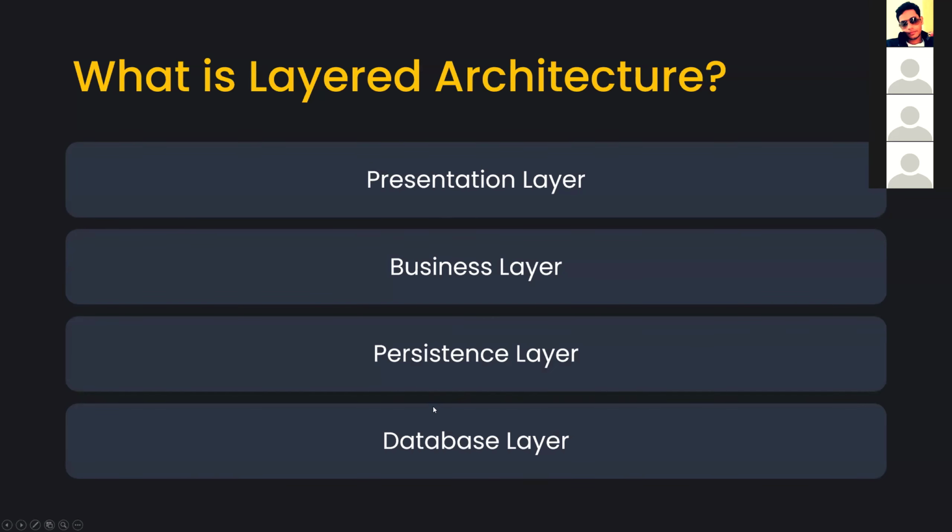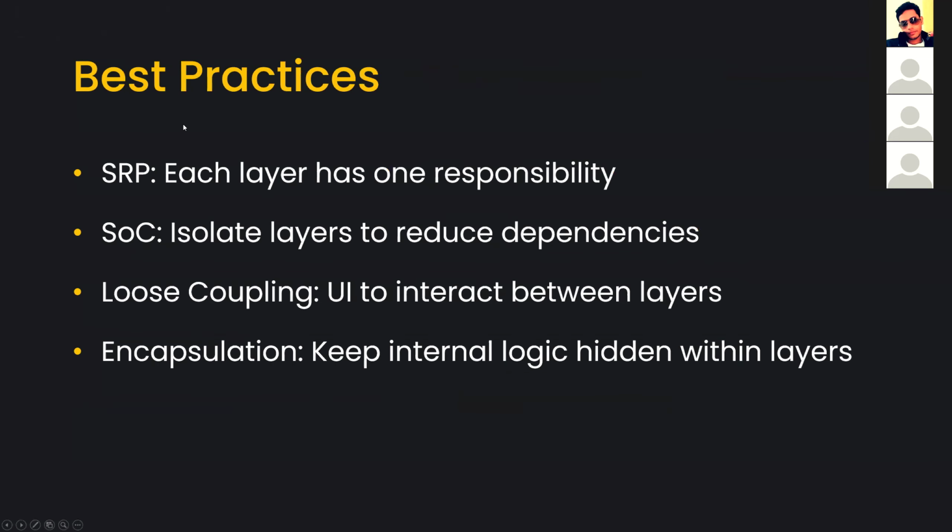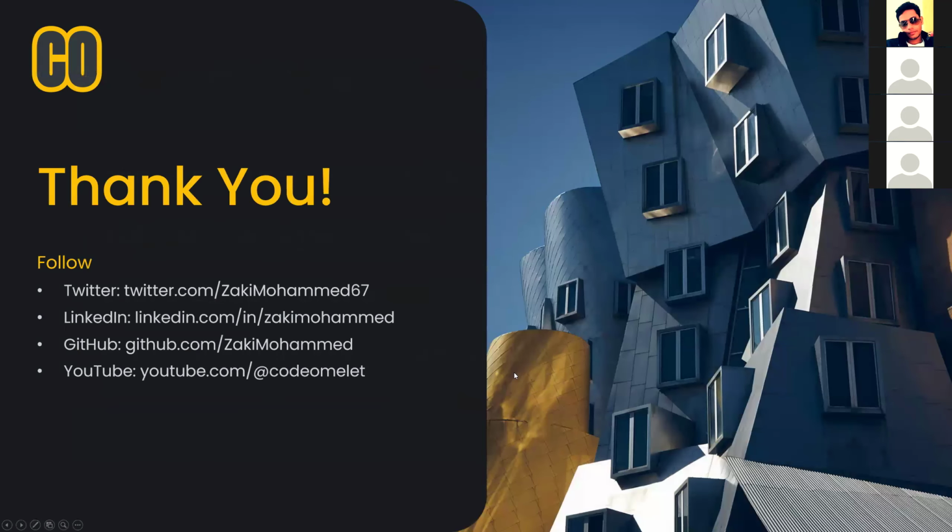So layered architecture, we understood this part, and the best practices. SRP we covered, SoC we covered, loose coupling we understood, interfaces to interact between layers, encapsulation to keep internal logic hidden within the layers. So abstraction is also there, right? So yeah, that's it for this session. Any questions now? We have 2 minutes remaining.